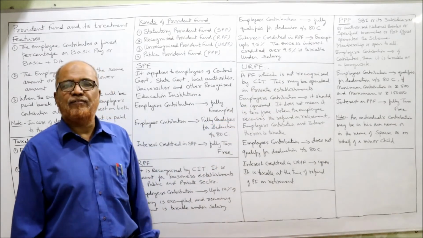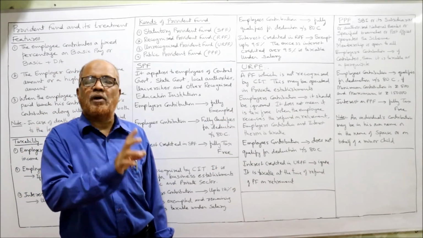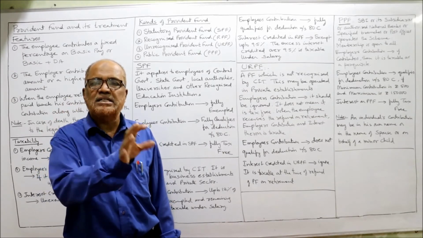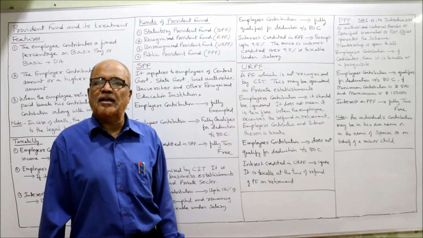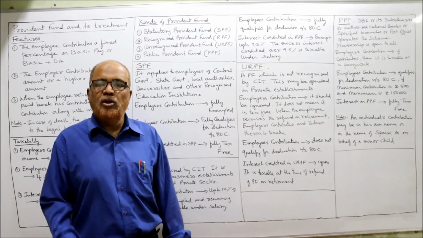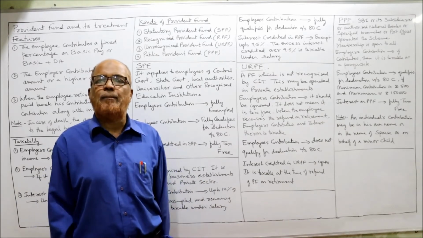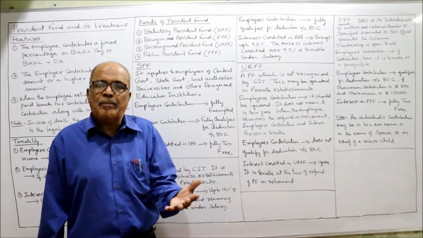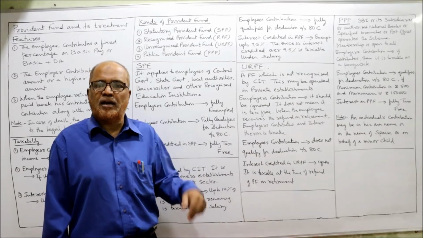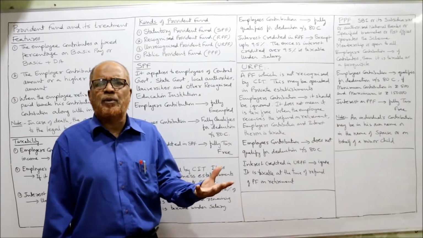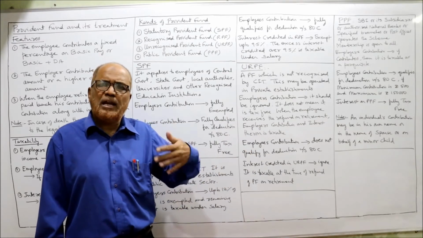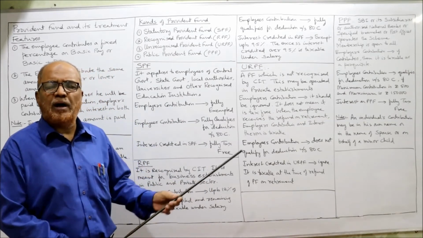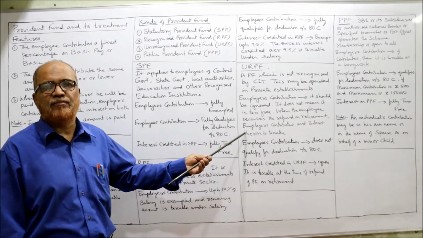Now URPF, Unrecognized Provident Fund. A provident fund which is not recognized by the CIT, Commissioner of Income Tax, is called unrecognized PF. Normally this unrecognized PF will be applied in private organizations, private establishments. Very rare provident fund. The most commonly found provident fund is RPF. The very rarely found provident fund is URPF.